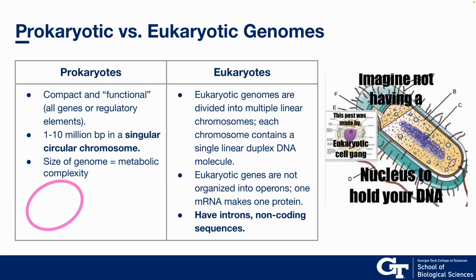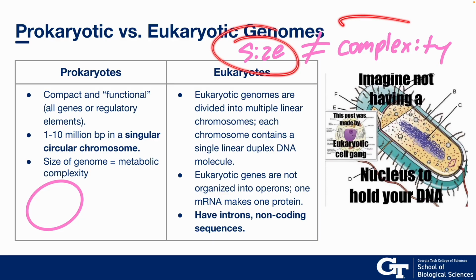Eukaryotes have introns, so non-coding sequences. If you get to hear my 5.1 recombinant DNA lecture, I go on a tangent about introns. But anyways, we have these non-coding sequences, which means that size of the genome in eukaryotes does not equal complexity, because you can have 1 million introns that don't do anything for you, which gives you a super large genome, but it doesn't make you have any complex functions.